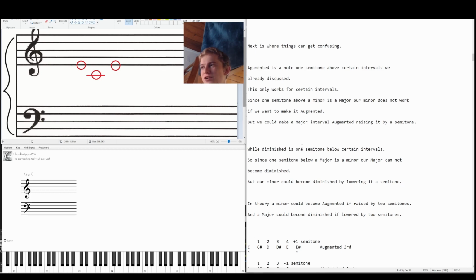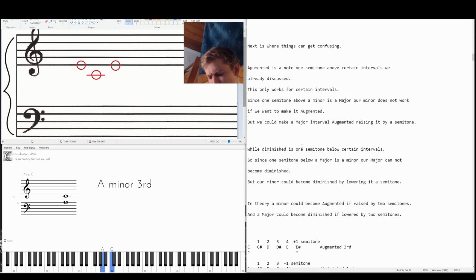This only works for certain intervals. Since one semitone above a minor is a major, our minor does not work if we want to make it augmented. So let's look at that. I'm going to look at a minor second, and I'm going to go one semitone up and look at what that becomes. A major second. Well, that didn't become augmented at all. However, if we want one semitone up from the major second, that would become augmented, but look at what note it falls on. That falls on C, and now it becomes a third because we're counting up just the quantity. So we have A, B, C.